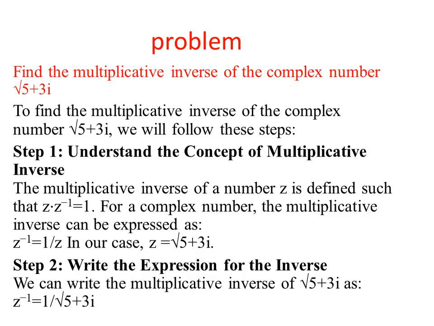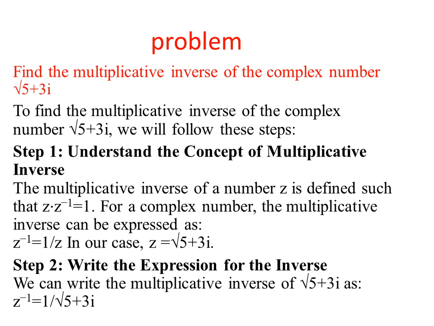The multiplicative inverse of a number z is defined such that z into z to the power of minus 1 is equal to 1. For a complex number, the multiplicative inverse can be represented as z to the power of minus 1 is equal to 1 by z. In our case, z is equal to root 5 plus 3i.